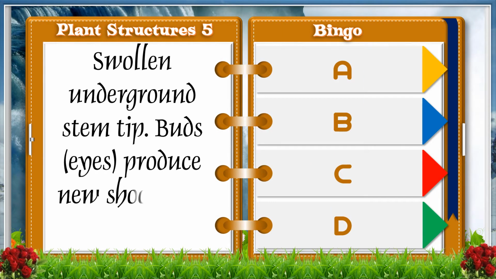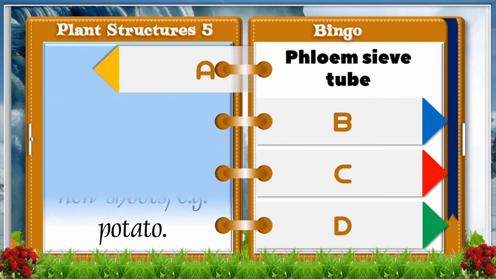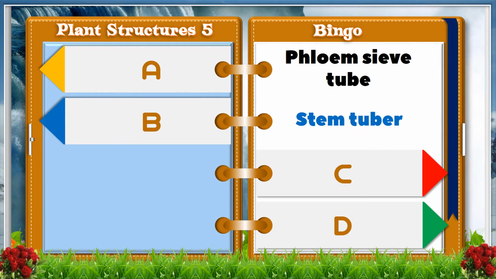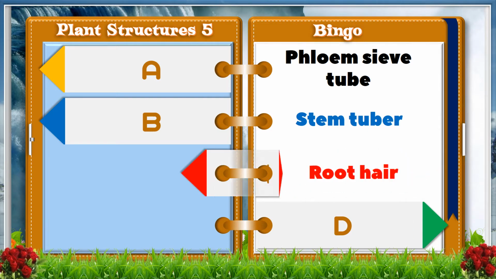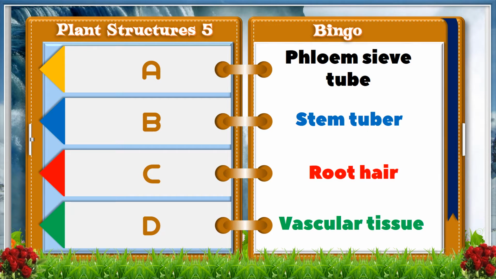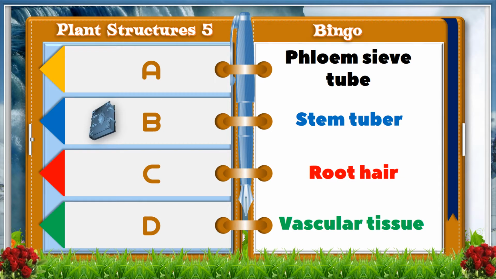Swollen underground stem tip. Bird's eyes produce new shoots, for example, potato. A. Phloem sieve tube. B. Stem tuber. C. Root hair. D. Vascular tissue. And the answer is B. Stem tuber.